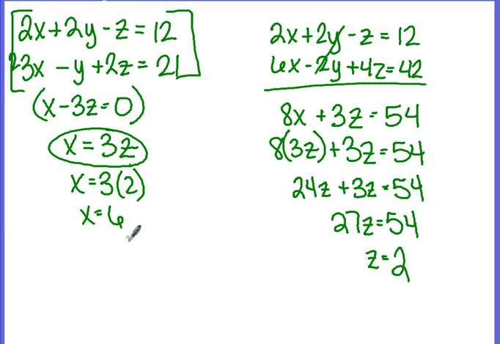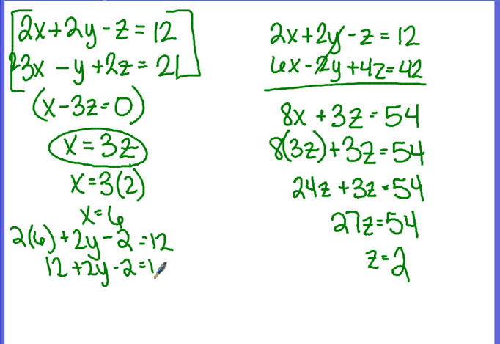And the last thing I need to do is substitute it into an equation above. Alright, so I'm going to use the first one again. 2 times 6 plus 2y minus z equals 12. So I have 12 plus 2y minus 2 equals 12. If I combine like terms, I'm left with 2y plus 10 equals 12. Subtract 10 from both sides, 2y equals 2, which means that y equals 1.